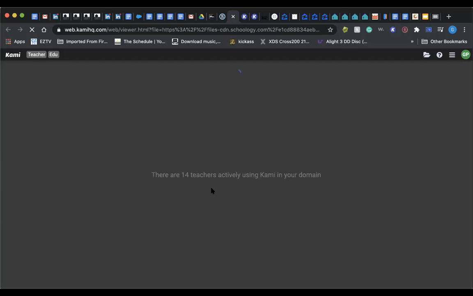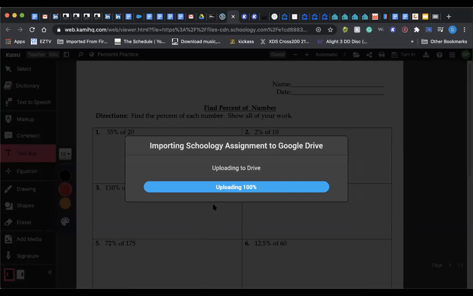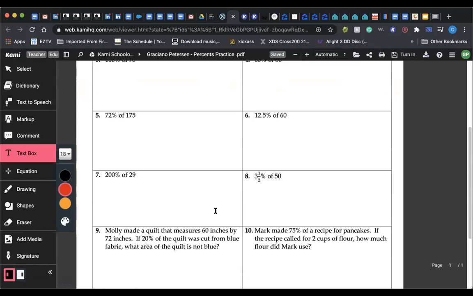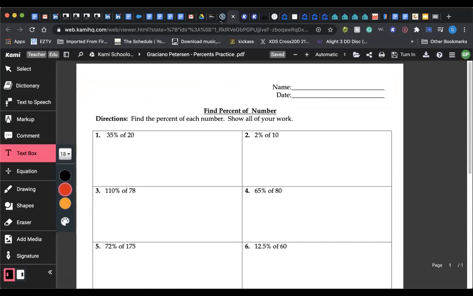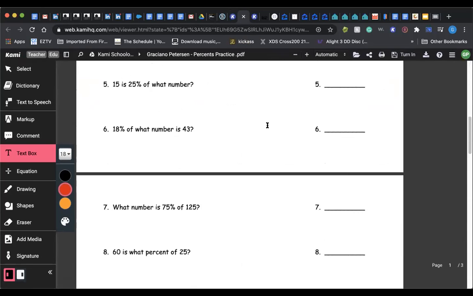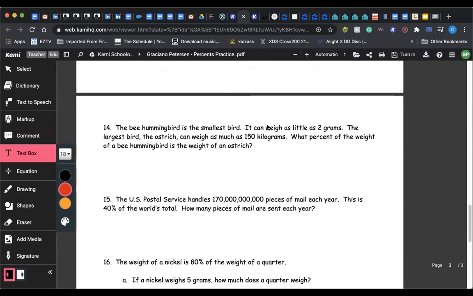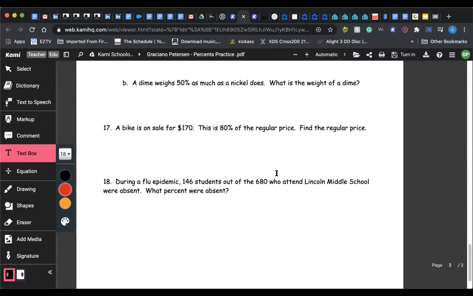Okay, so you're asking me about number 18 on practice 2? Practice 2 doesn't have a number 18, so you're saying it's practice 3, number 18, right? So what's the question you're asking me? They say 146 students out of 680 who attended Lincoln Middle School were absent, and what is the percent that were absent.